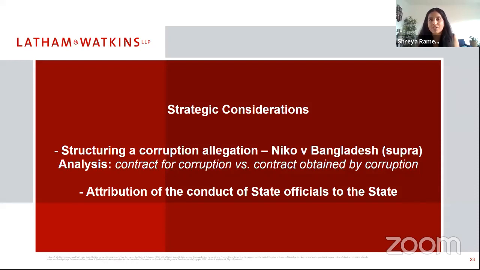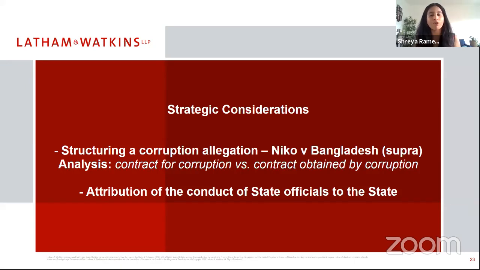But if you go back to the articles and the commentary for the articles on state responsibility, it's fairly clear that the articles don't distinguish between high-level ministers or lower-level officials of states, and states are equally responsible for the conduct of high officials and lower officials, provided that those officials are acting in their official capacity. And that is arguably the test for attribution.